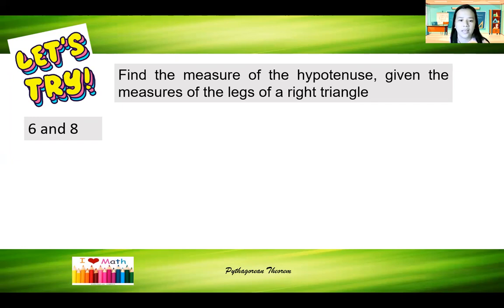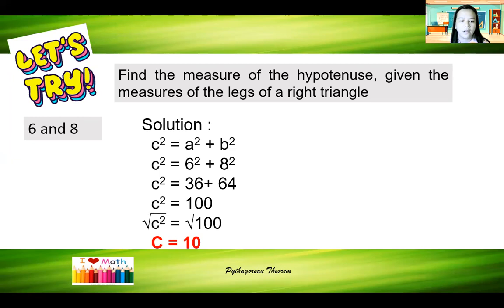Let's see if your answer is correct. You have the solution. So you have c to the second is equal to a squared plus b squared. So you have the legs, you have 6 and 8. So 6 times 6 is 36, and you have 8 times 8 is 64. So 36 plus 64 is 100. Get the square root of both sides. You have the square root of c squared is equal to the square root of 100. Okay, correct. You have c is equal to 10.